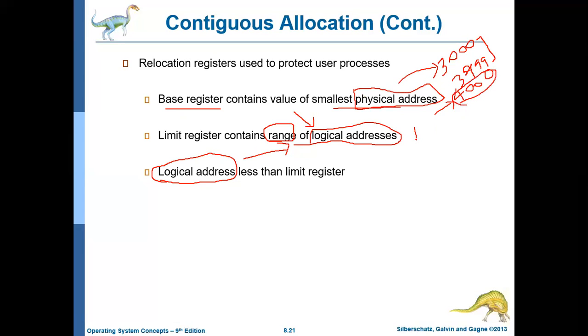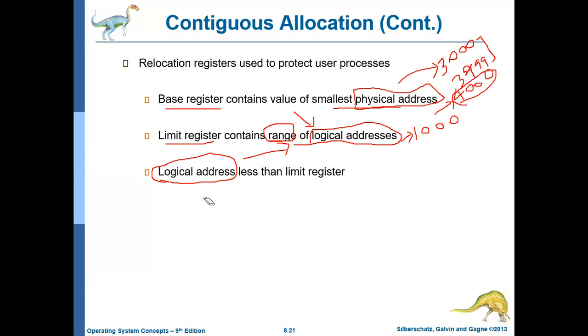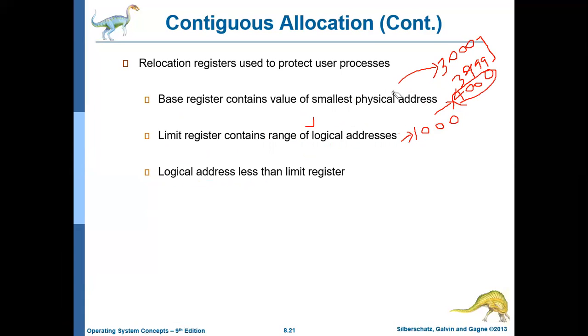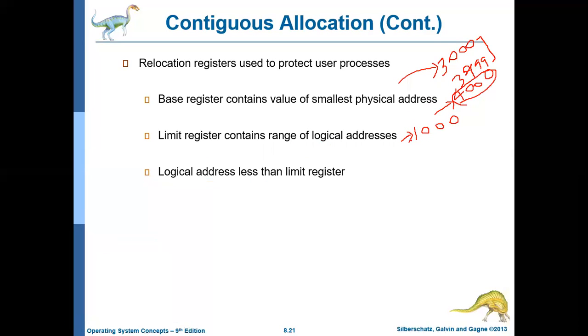So the limit register will have 1000. Now this 1000 is what? This 1000 is not the physical address. 1000 is the logical address, whereas this 3000 is the physical address. This 3000 is the physical address and this 1000 is the logical address.